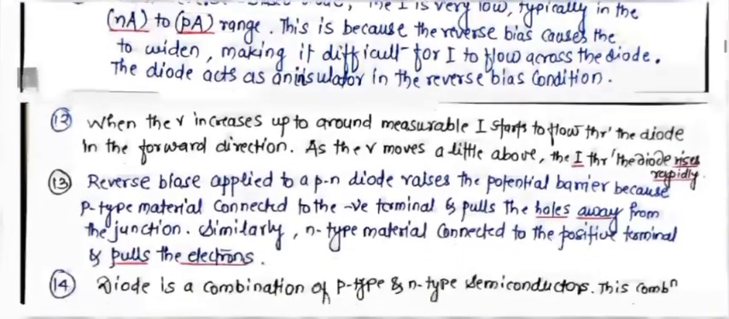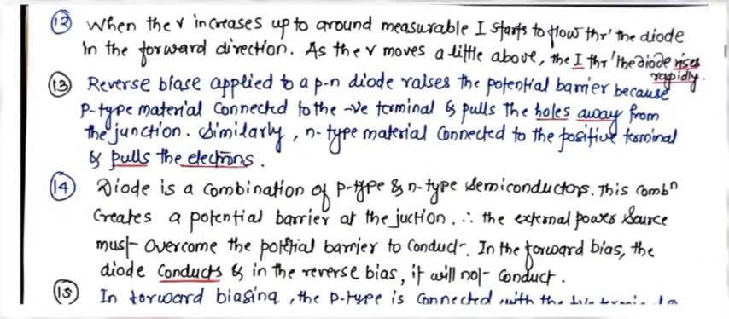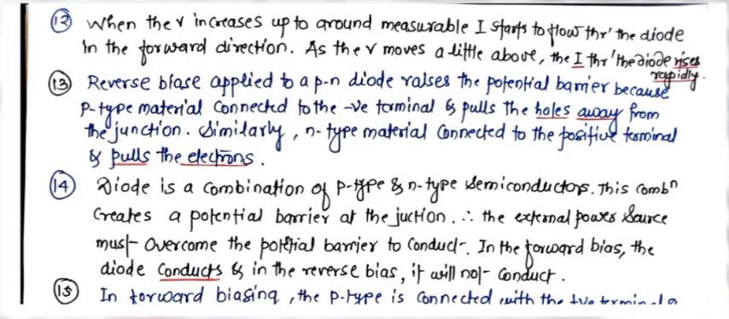When the voltage increases up to around the threshold value, measurable current starts to flow through the diode in the forward direction. As the voltage moves a little above, the current through the diode rises rapidly.